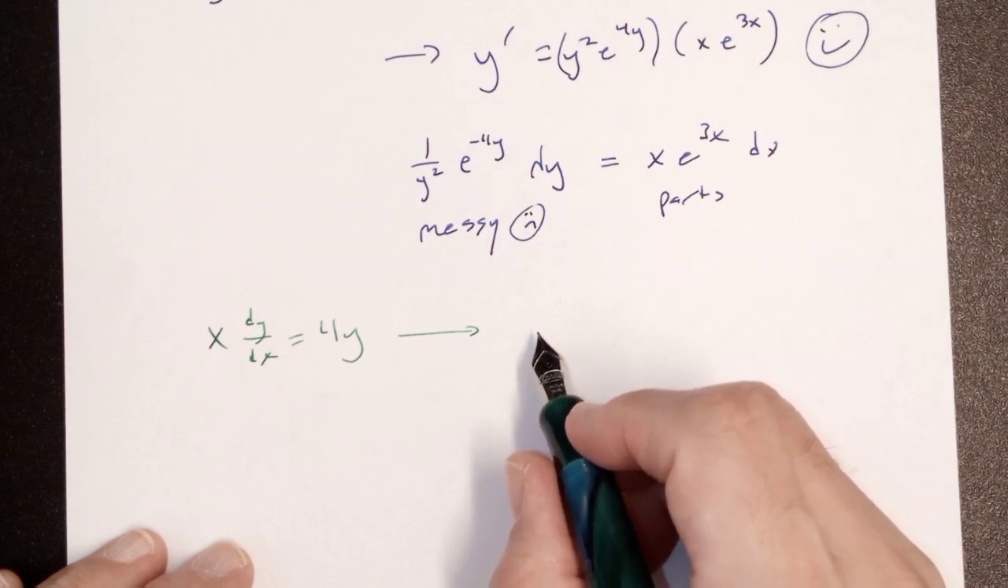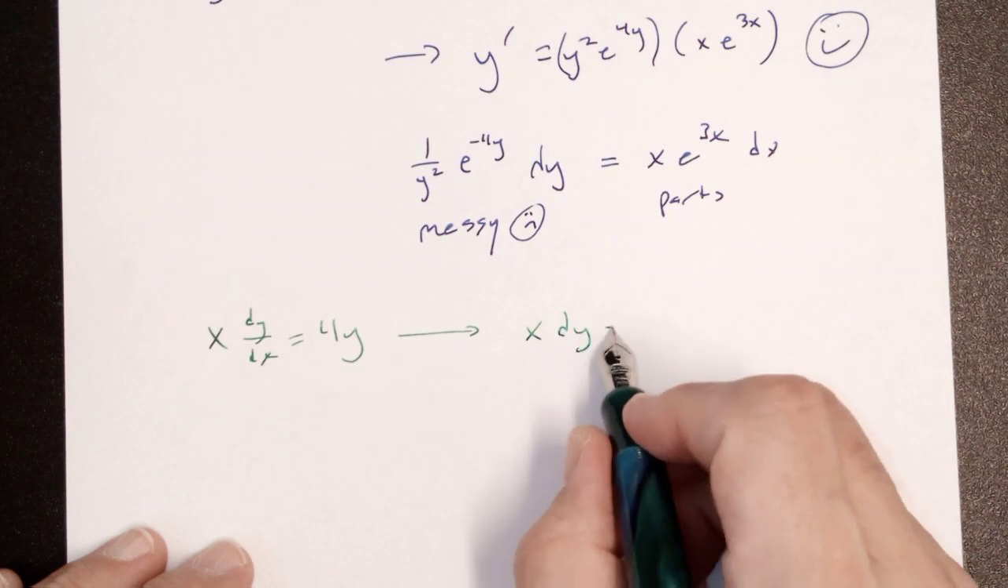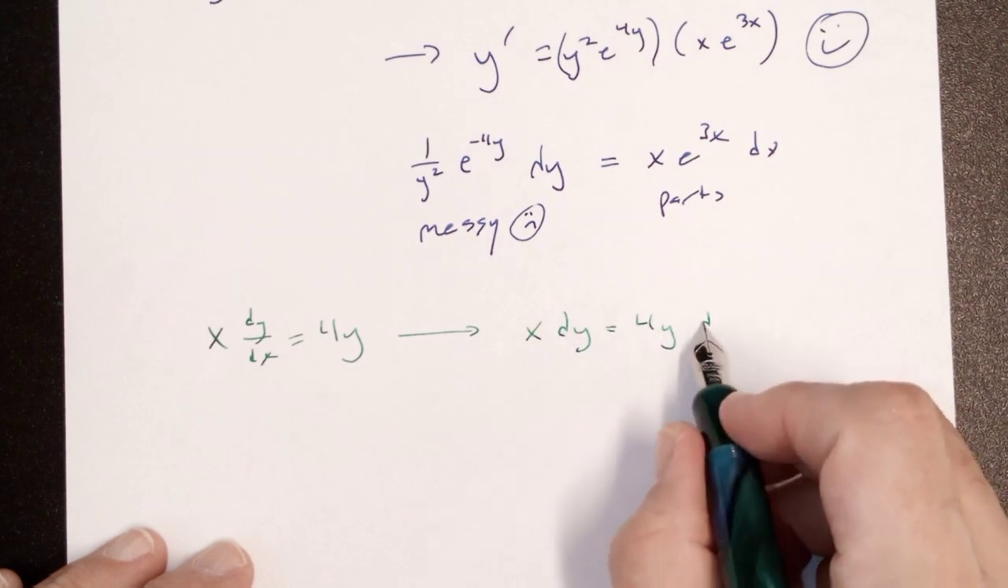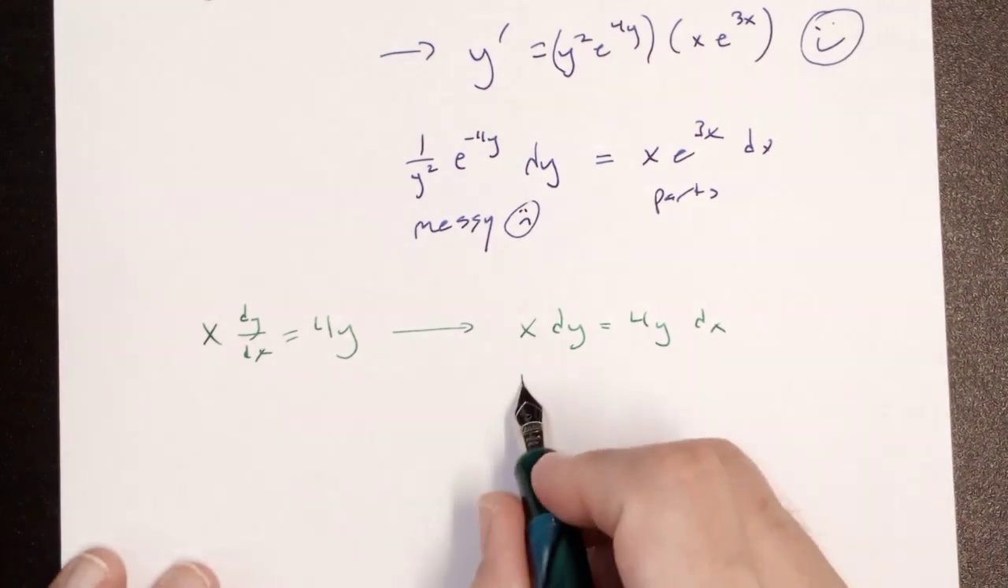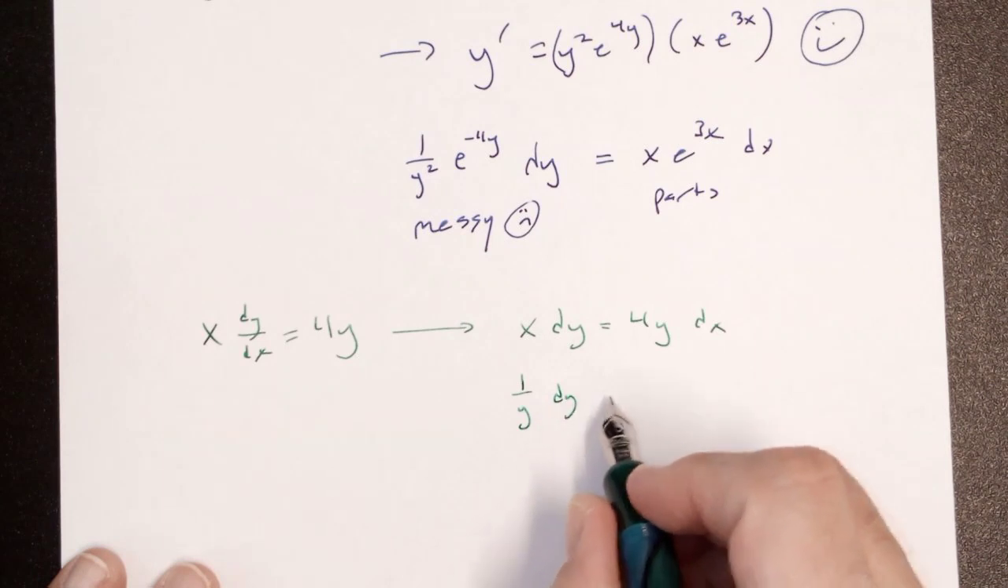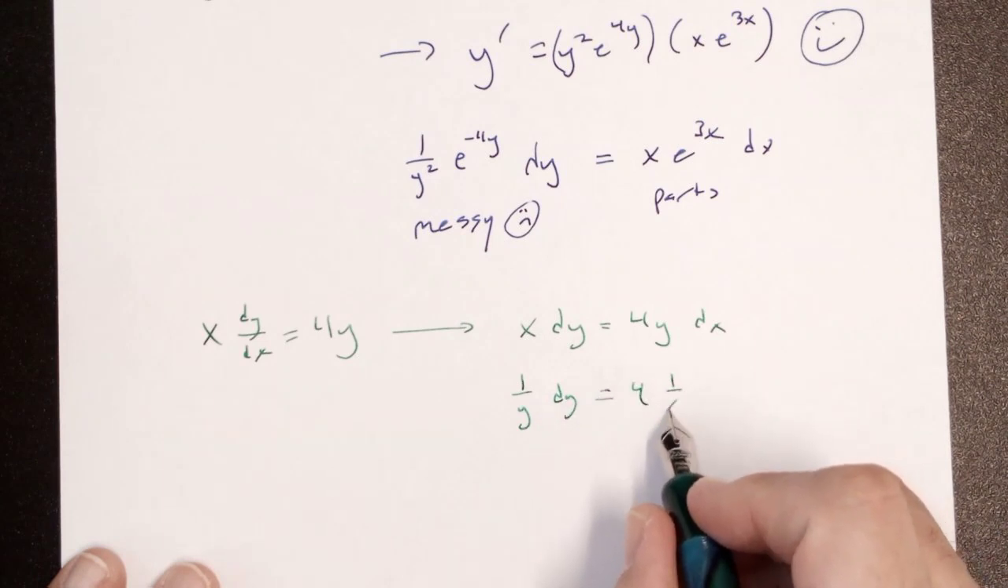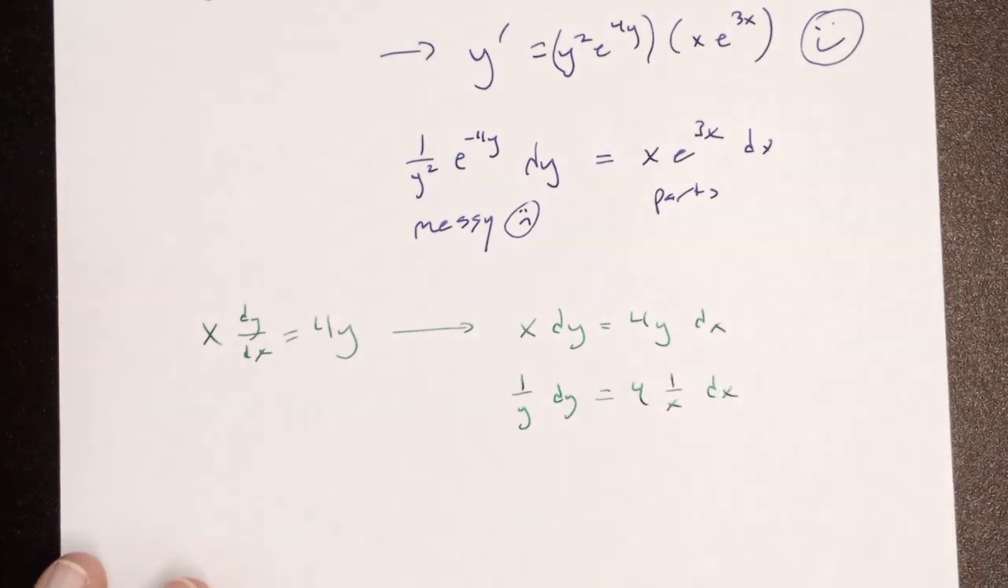Let me do the easy part first. I'll separate the dy and the dx. Let's start there. And then my brain goes, wait, I need the x with the dx, and I need the y with the dy, so we'll put them on other sides. I'll have 1 over y dy, and I'll have 4 times 1 over x dx. Much better. Much? Well, at least it's better.